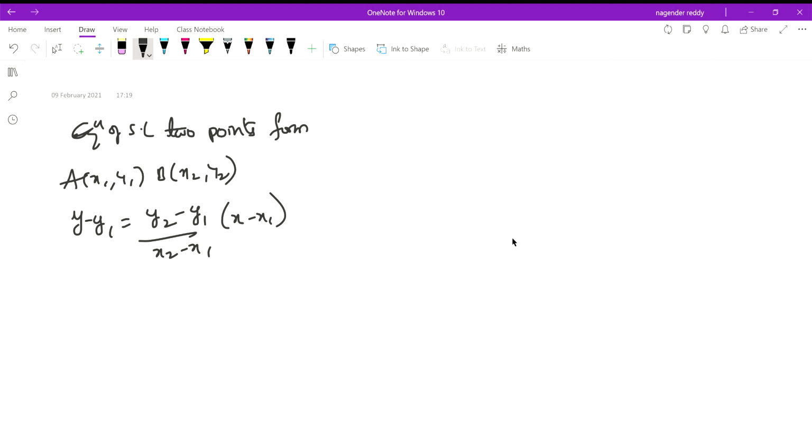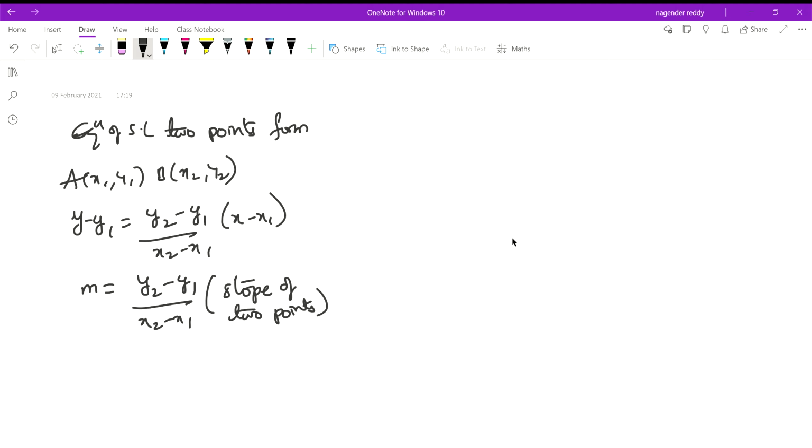Here, with respect to the previous one, this is m. Here we should have an m. In the last form, the equation of the straight line, slope point form, y minus y1 is equal to m into x minus x1. So in the place of m, what we have is y2 minus y1 by x2 minus x1. This is also called the slope of two points.